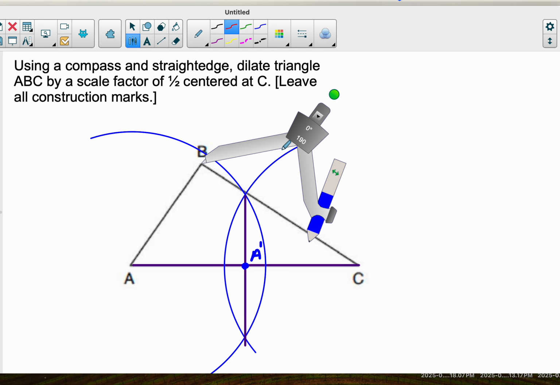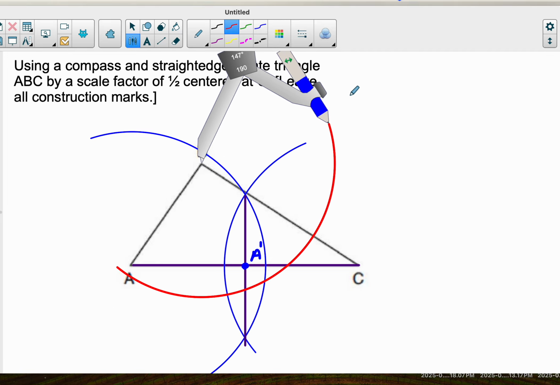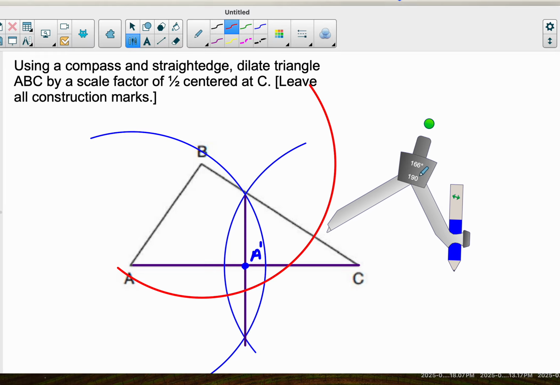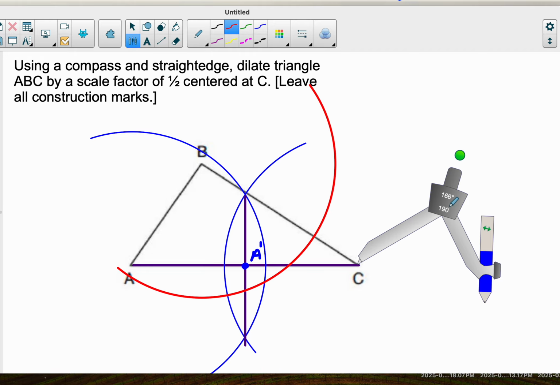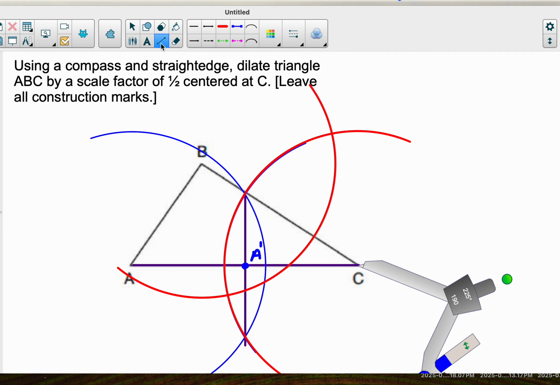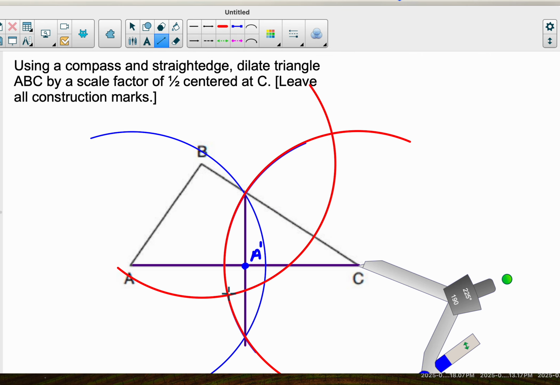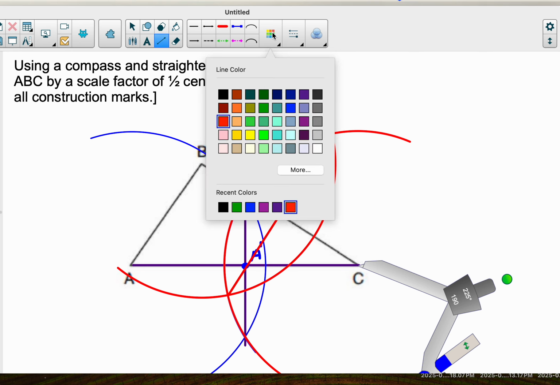It doesn't matter, once again, how far you open the compass. You could match it exactly up to point C if you wanted to, but it just has to be more than halfway down the line segment. So I'm just going to make an arc above and below. Once again, you could make a circle if you want to, but all the circles get confusing. And then I'm just going to intersect it. And through the intersection, we can make our perpendicular bisector. And where it hits the side of the triangle is point B prime. Point C doesn't change because that is our center of dilation.